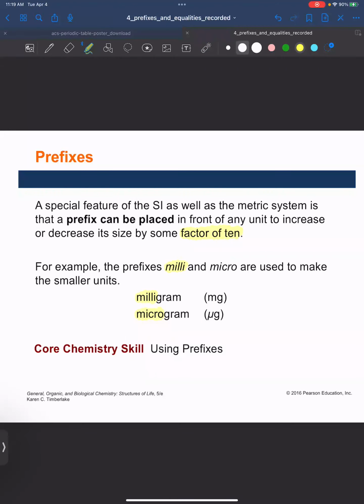And when you learn prefixes, there will be abbreviations. So for example, milli will be the lowercase m. Micro abbreviation will be the Greek letter mu. And this will be a core chemistry skill to master when using prefixes.